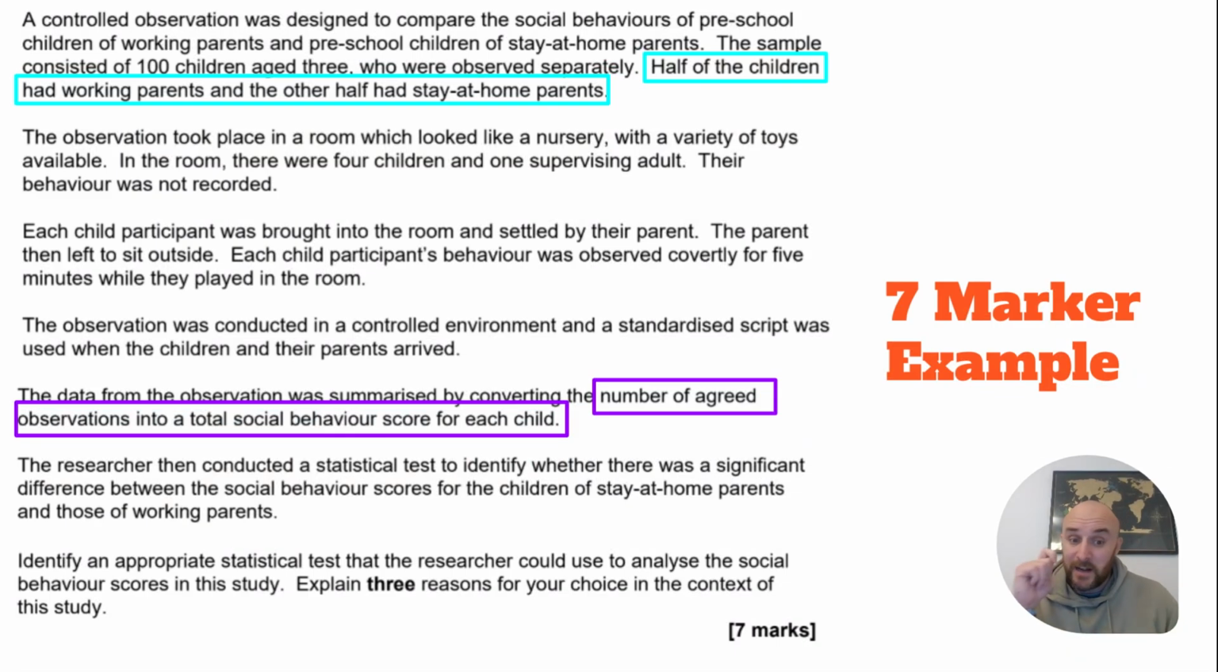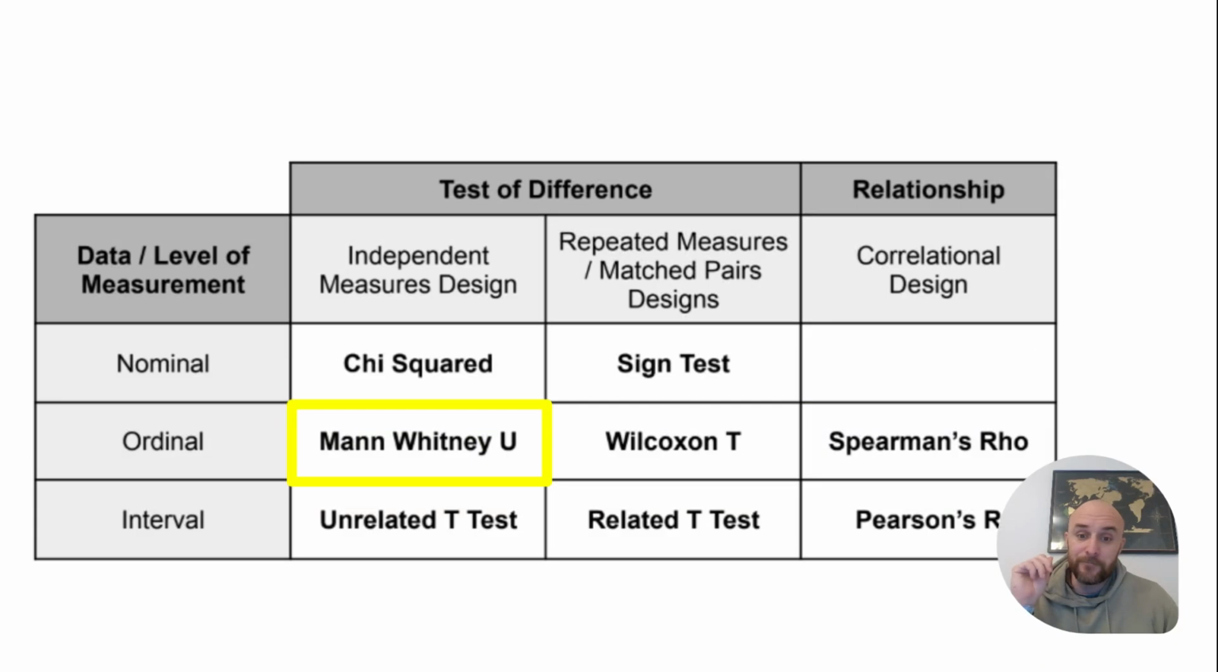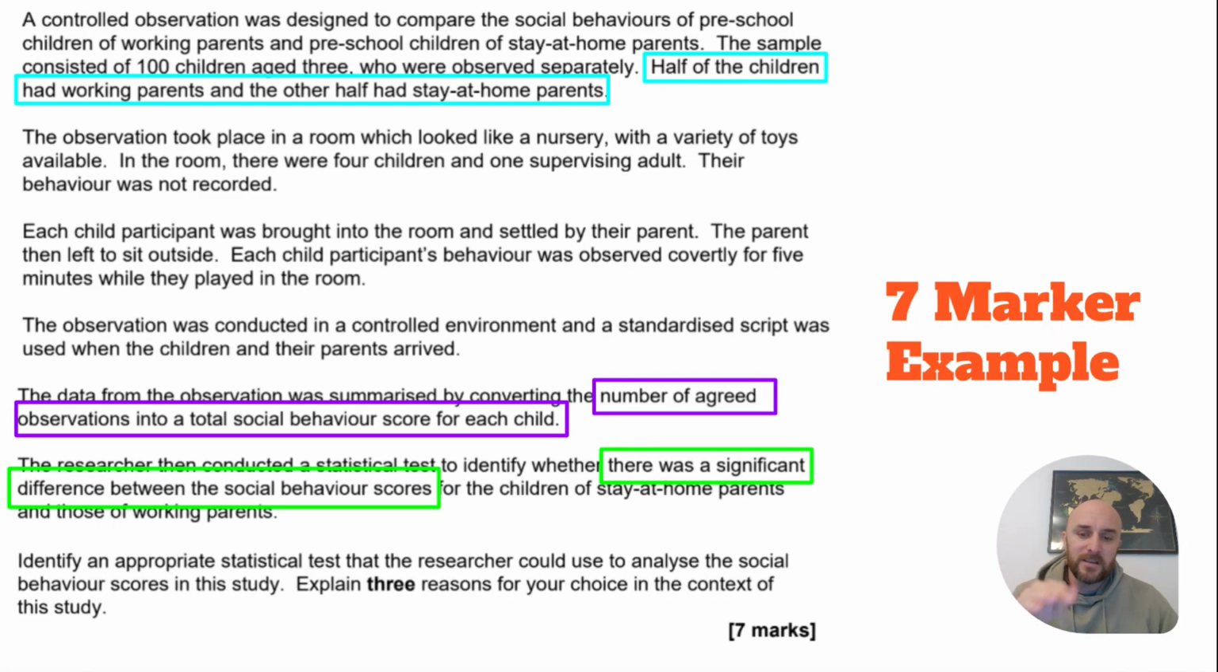So this means we actually have enough here to identify that it is a Mann Whitney U. It's an independent measures, independent groups design, and we know it's ordinal data. So that immediately means it's Mann Whitney U. Just to make sure, remember the other thing is whether it's a test of difference or test of relationship. We know it's a test of difference because it's independent measures, but that green one just there tells us for sure there was a significant difference. They were trying to see if there was a significant difference between the social behaviour scores. And that's that test of difference. They're not looking for a relationship here. They're doing an experiment. They're after a test of difference.